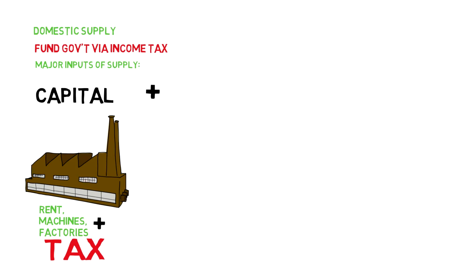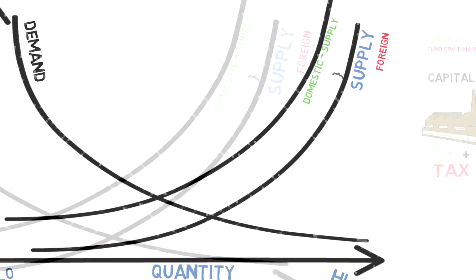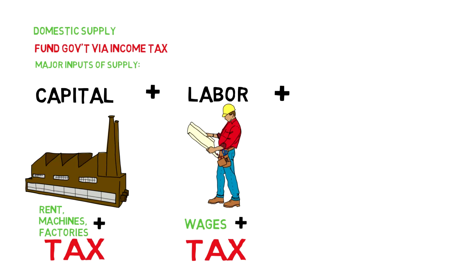Next, we'll take a look at labor. Labor is also taxed, both on the supplier of labor, after all, who can forget FICA and FUTA, and the company who employs the individual also pays a tax. This increases the cost of labor and thus pushes the supply curve out even further.